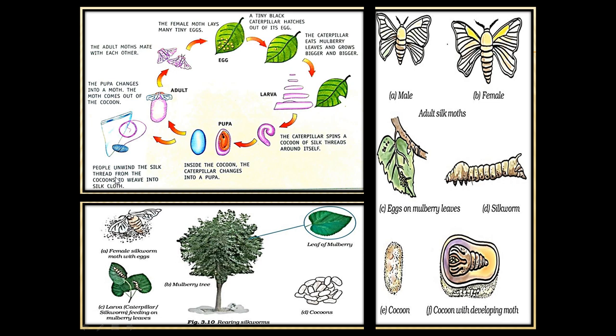This is the mulberry tree, and this is the mulberry leaf. This is the larva, and this is the silkworm's egg, right students? I think this is shown here, the cocoon, how it looks. You are all very familiar with this kind of structure, a cocoon with a developing moth. When you open the cocoon, you will see the moth inside.